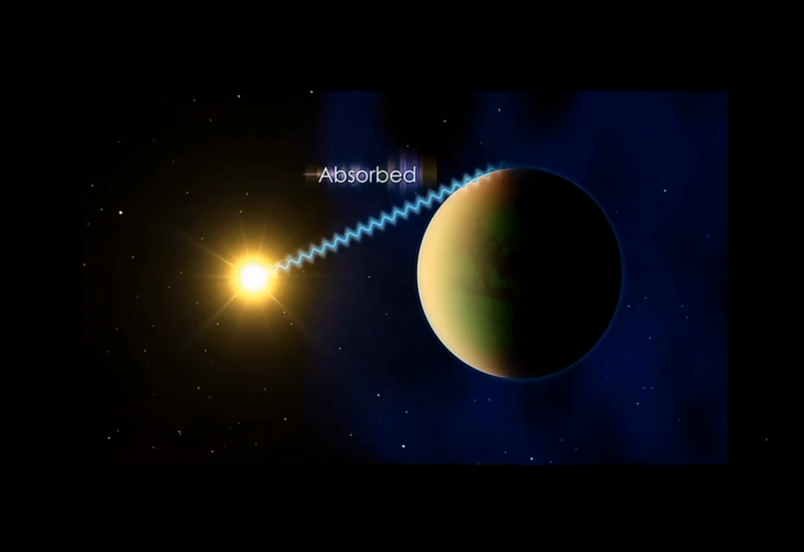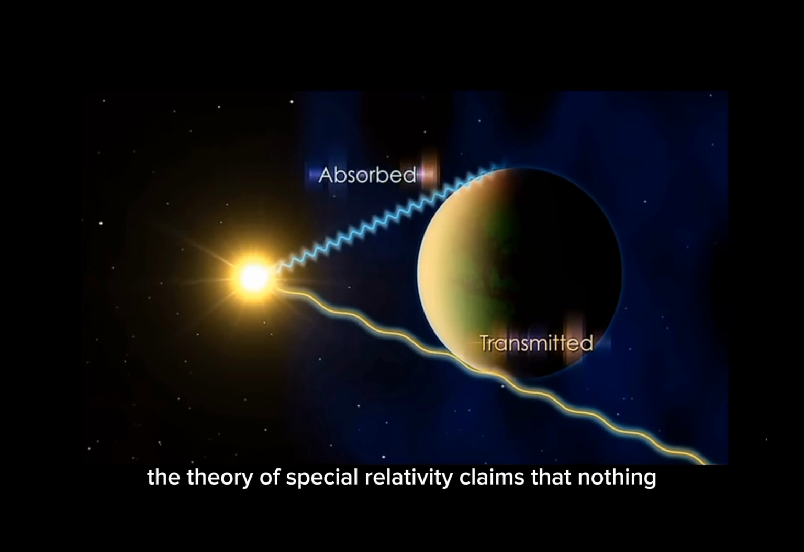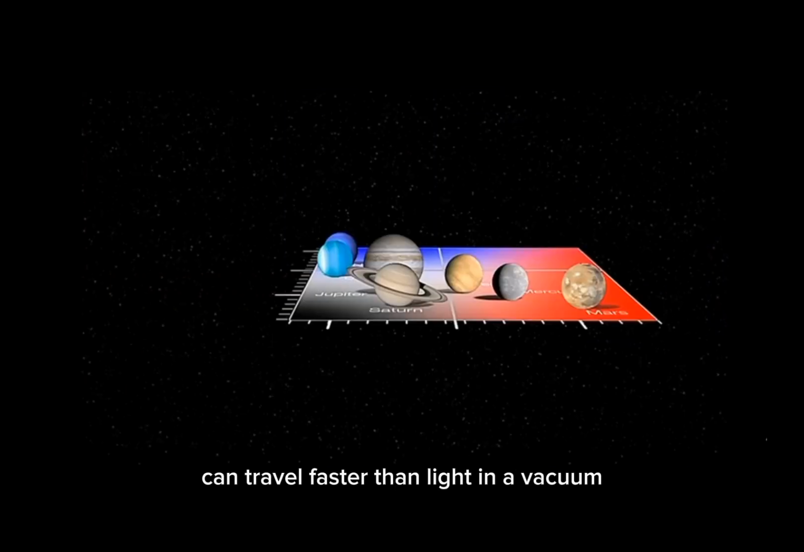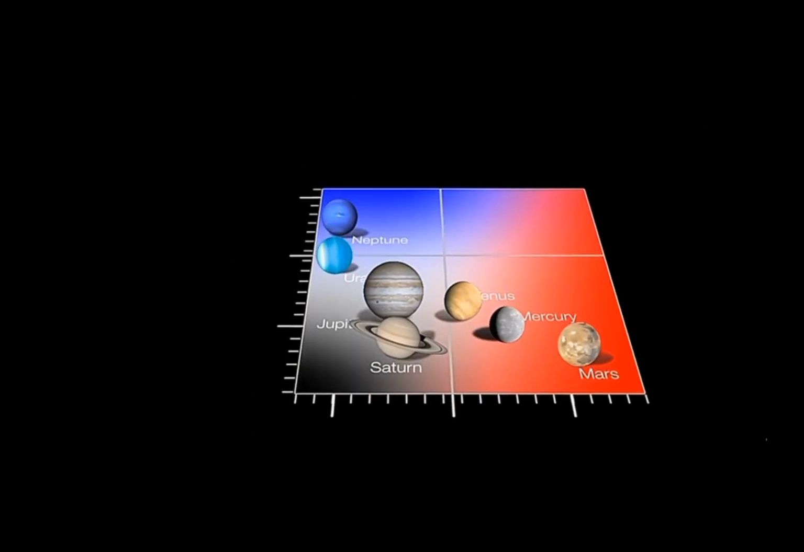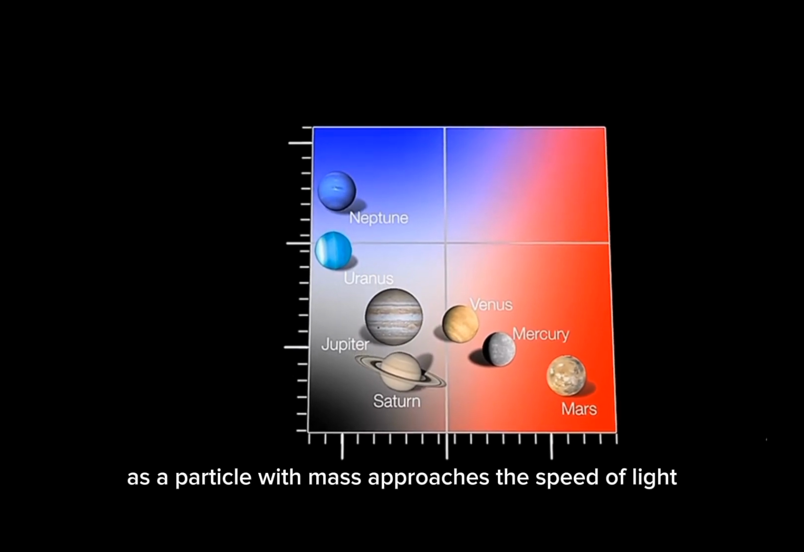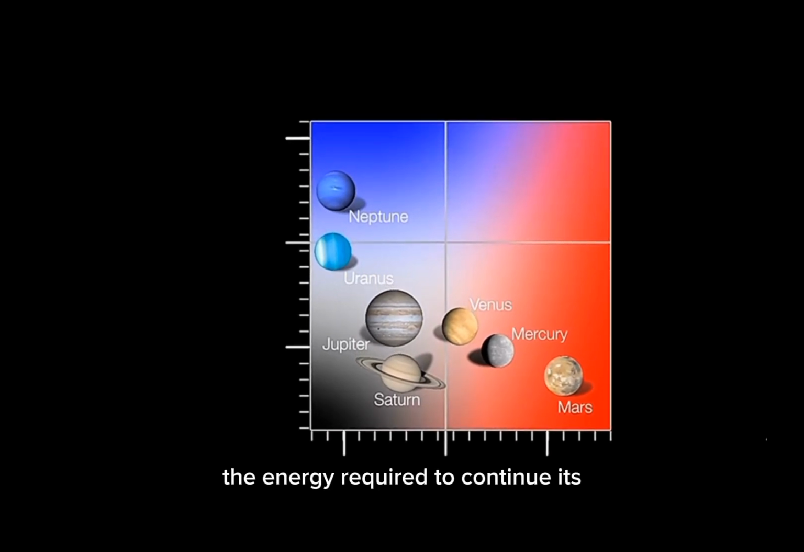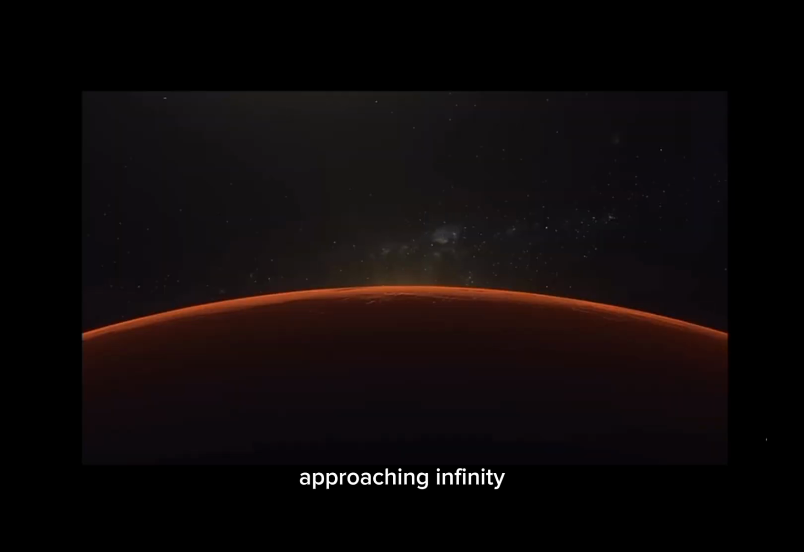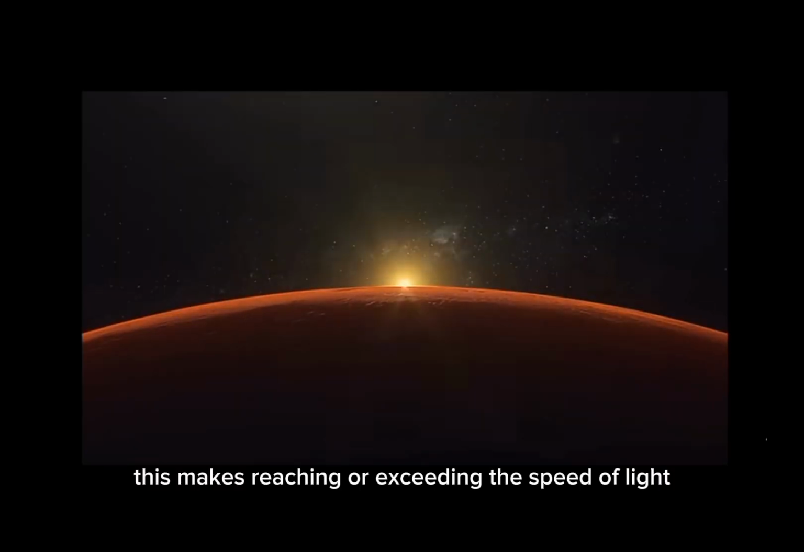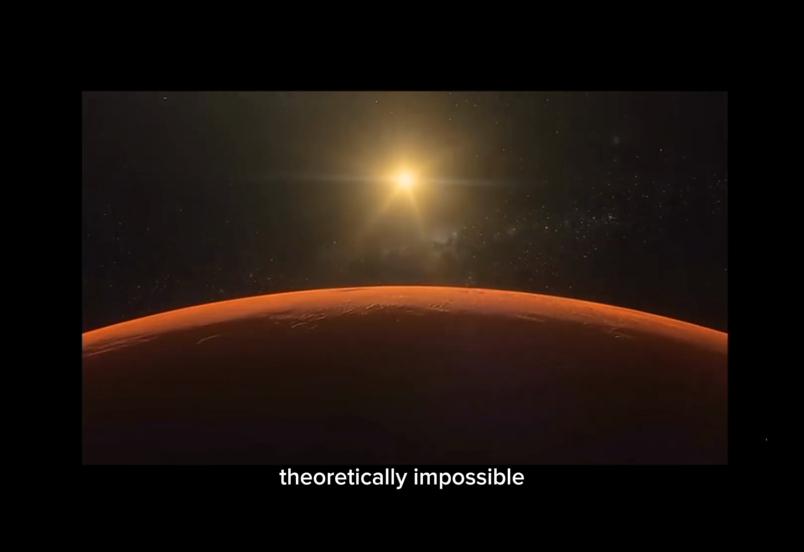No faster than light. The theory of special relativity claims that nothing can travel faster than light in a vacuum. As a particle with mass approaches the speed of light, the energy required to continue its acceleration increases greatly, approaching infinity. This makes reaching or exceeding the speed of light theoretically impossible.